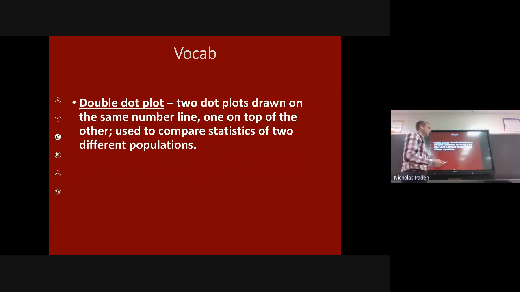If you want to see an example of a double dot plot, the second page with the examples, all the examples have double dot plots on those, and you can see what they are. So finish getting this down. If you need to pause the video, you can, and we'll move on.